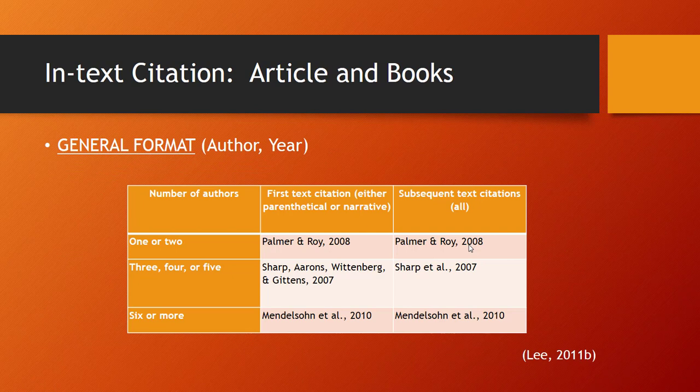So now, after I've got the references, I need to cite these references in the actual paper that I'm writing. The in-text citation for articles and books is the author and the year. It depends on how many authors you have. For the first citation, you want to put all of them in unless there are 6 or more, and in subsequent ones, you can use et al. This table's kind of handy to help you visualize how you're going to do your in-text citation.